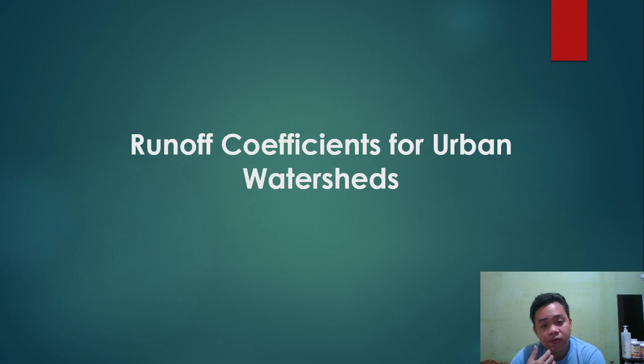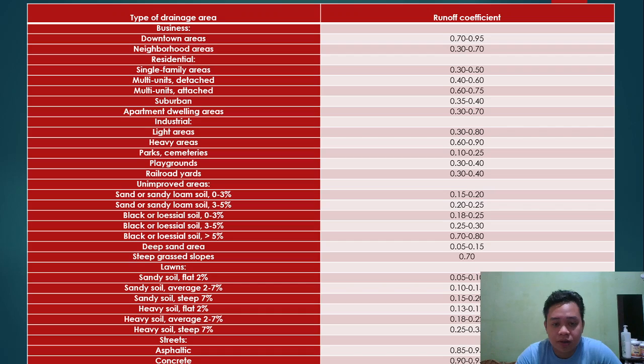So runoff coefficients for urban watersheds. This is the table that I'm talking about, the types of drainage area. So this is the types of the drainage area, and so we got this business.